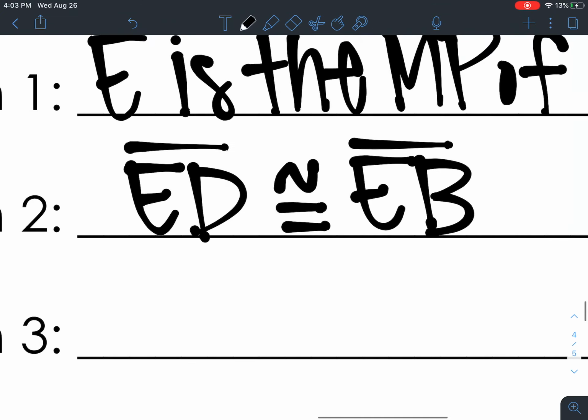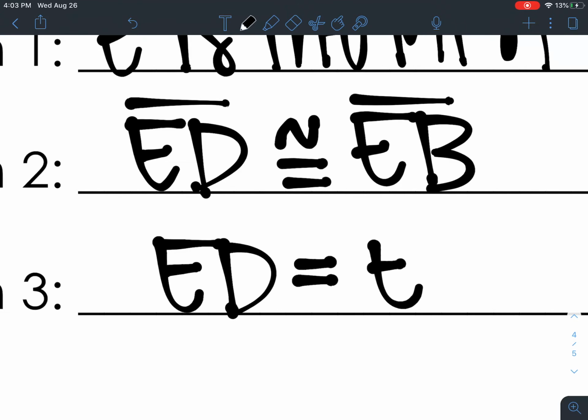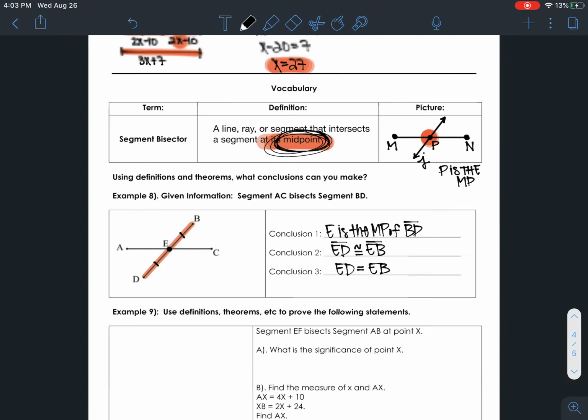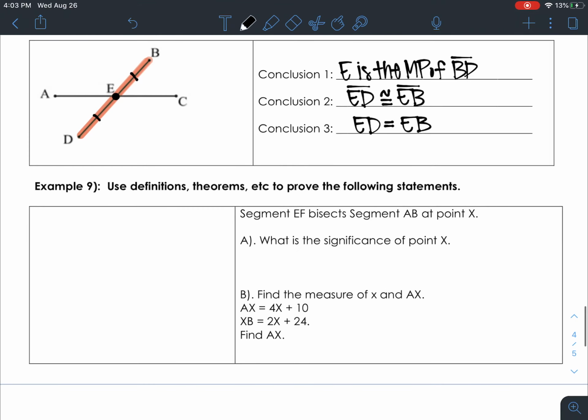Now we're going to go based off of our definition of congruent. What does it mean if the segments are congruent? Well, it means that their lengths are the same, right? So to say that their lengths are the same, we're going to say that the length of ED is equal to the length of EB. And those are 3 conclusions that have to go in that order. We have to first state it's a midpoint, then we can state that they're congruent, and then we can state that their lengths are equal, okay?